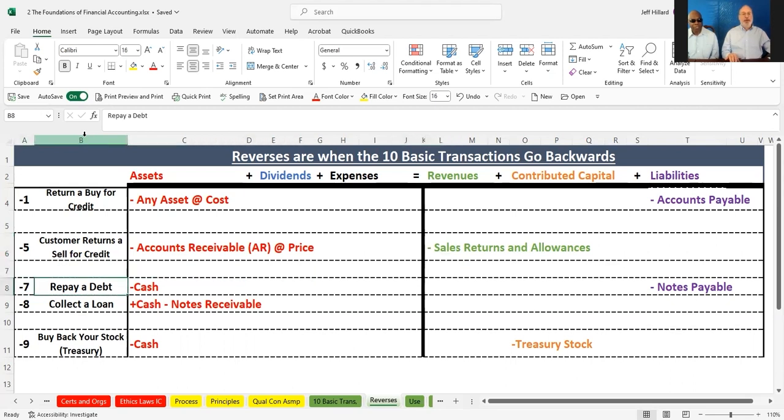If you repay a debt, this is the opposite of borrow. Borrow, remember, cash went up and notes payable went up. So now cash goes down and notes payable goes down. Similarly, when you collect on a loan you've made, this is the opposite of lend. Instead of cash going down and notes receivable going up, it's the opposite. When you collect, your cash goes up and your notes receivable goes down. Don't memorize these. These should be intuitive, but I'm just showing you they're the same thing backwards.